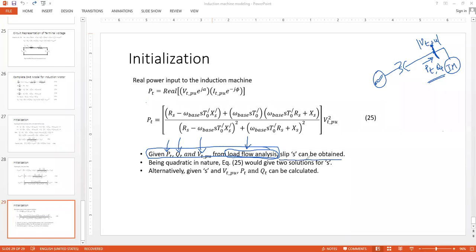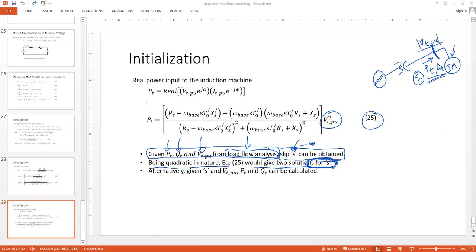And at the same time, slip S can be calculated or obtained. Once you know PT, QT, and VT, you can calculate the slip. Or slip could be one of the variables in your load flow solution. Where you have an induction motor, slip could be one of the unknown variables which need to be calculated. So once you solve the load flow analysis, the slip value will automatically result. Then, because equation 25 is quadratic in nature, as I mentioned earlier, it will give you two different solutions for S.